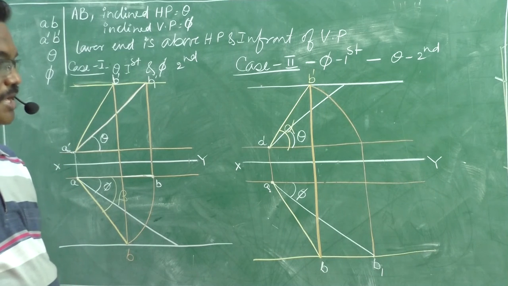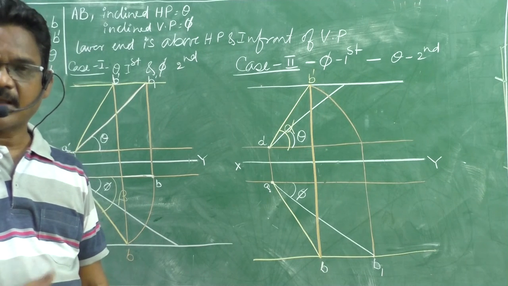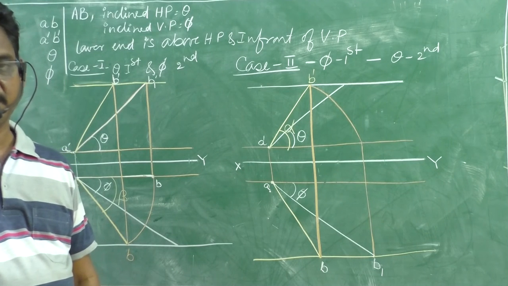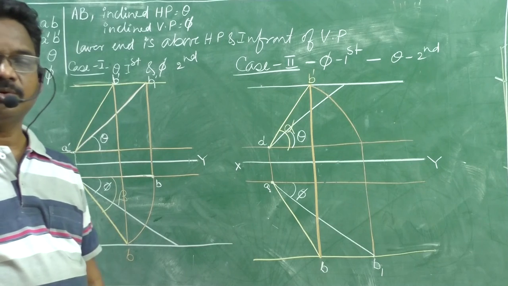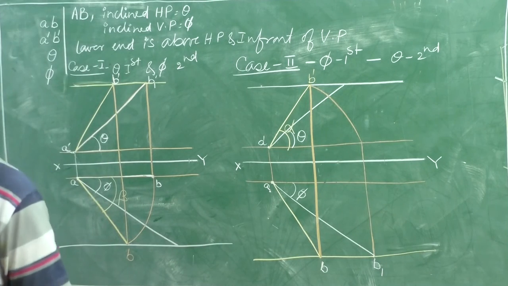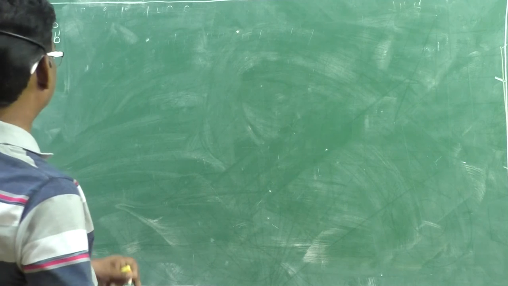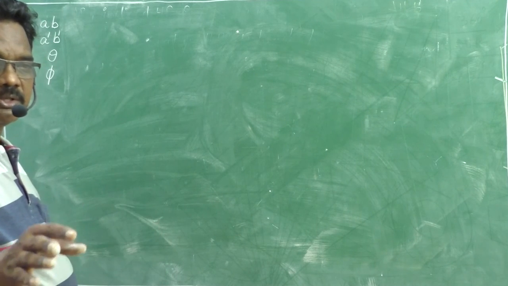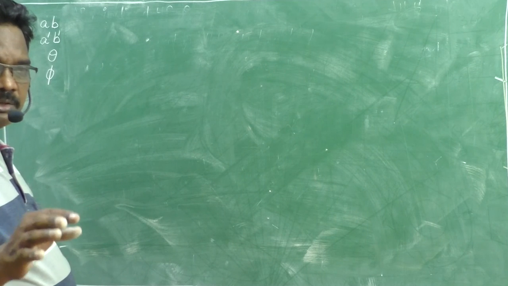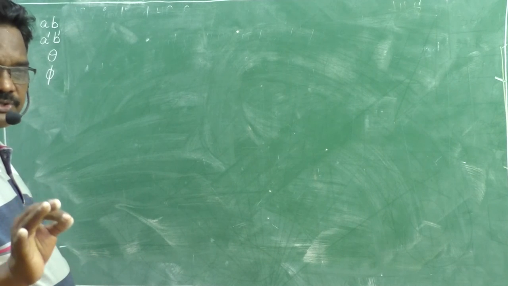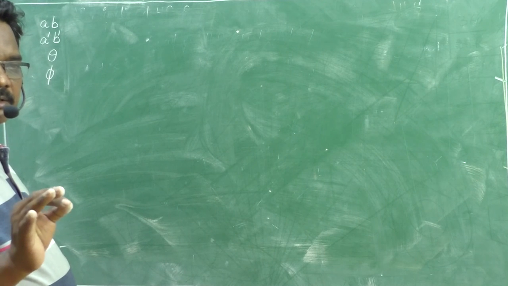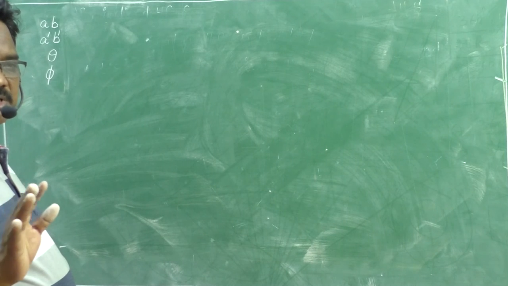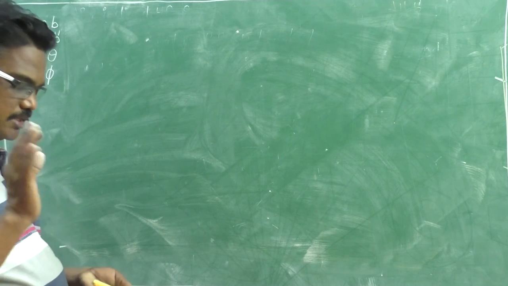Now, I want to summarize and give clarity on this so that students can remember very easily the projection of a line which is inclined to both HP and VP. Now we will see the problem as usual. Here, a line AB is inclined to HP at theta and inclined to VP at phi. The fixed point or lower end is above HP and in front of VP. Draw the projections of the line. Okay, this is the given problem.